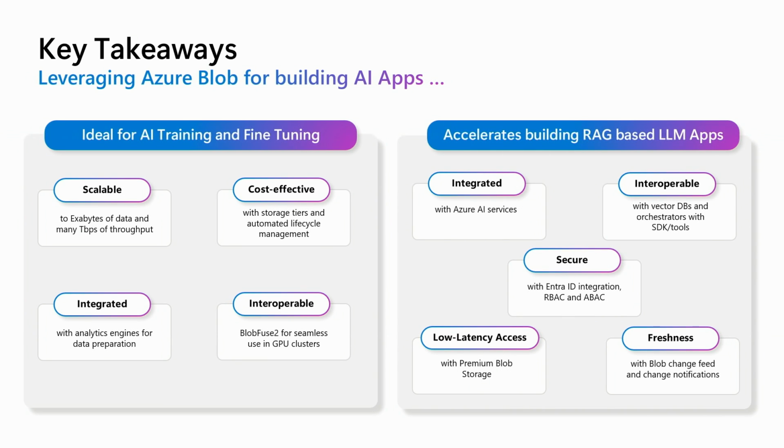It's also great for building RAG-based LLM apps. We've been talking about Premium Blob, you should go try it out if you haven't. It's integrated really well with Azure AI services. So if you're building these applications, you can get started in less than an hour. It's interoperable with all these other vector databases and orchestrators. And it's really easy to have freshness either in a streaming fashion with change notifications or batch fashion with change feed.